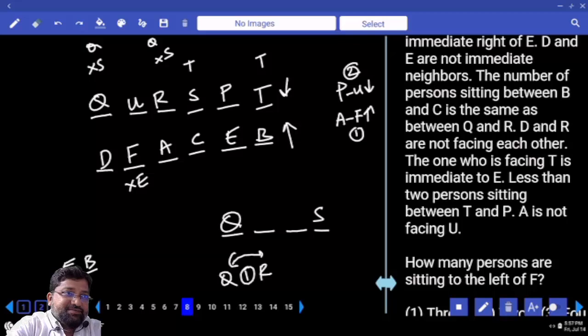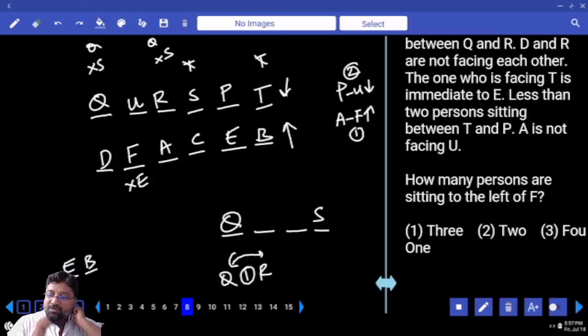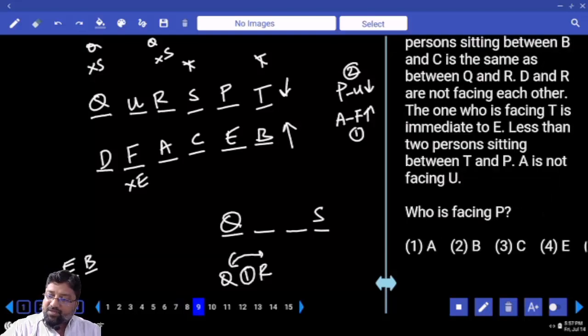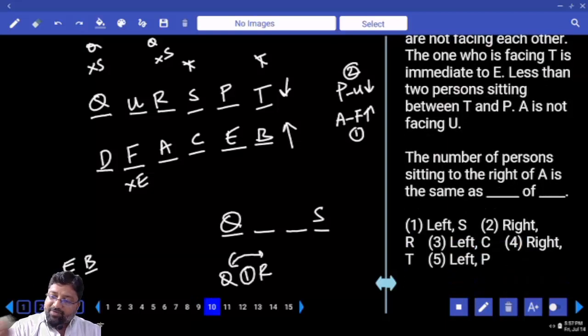Is it completed? How many persons are sitting to the left of F? How many are sitting to the left of F? Only one. Who is facing P? E. The number of persons sitting to the right of A. How many to the right of A?